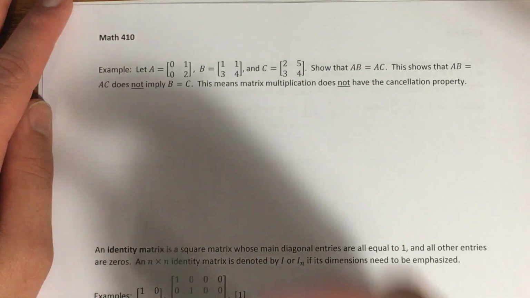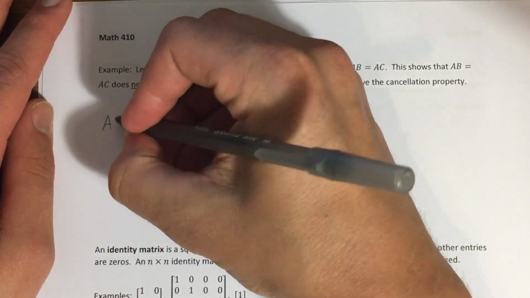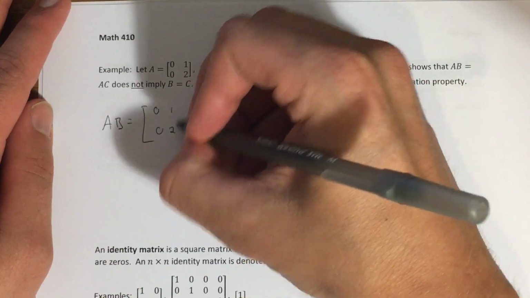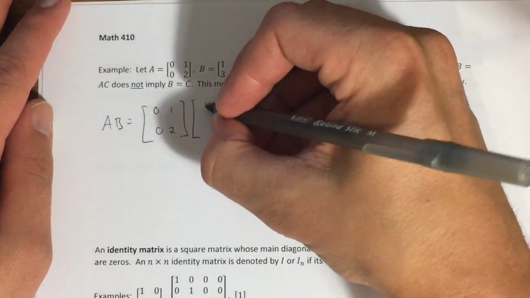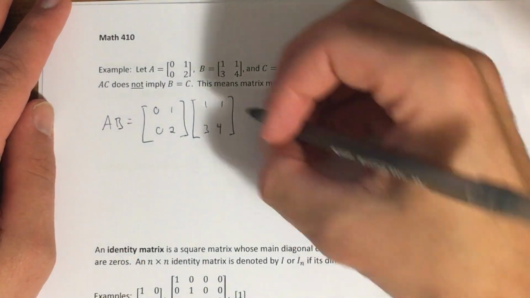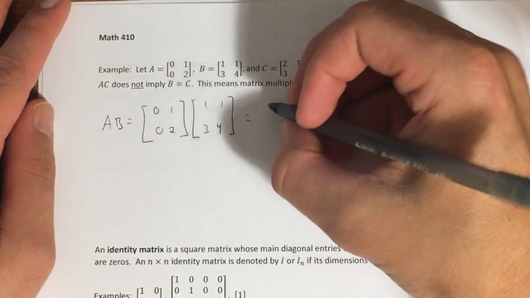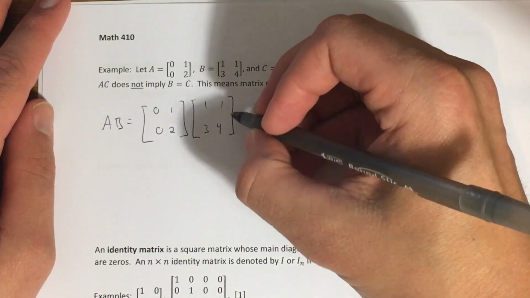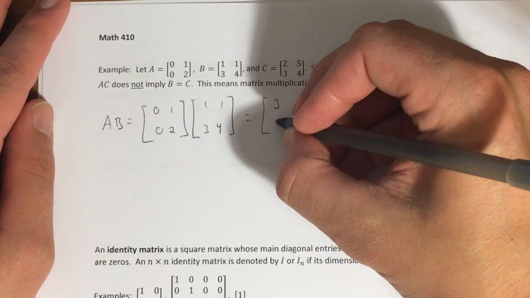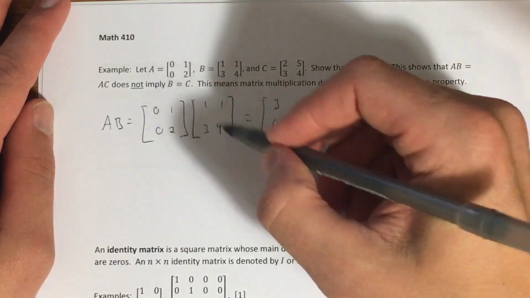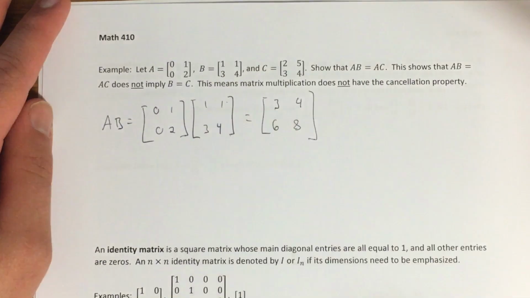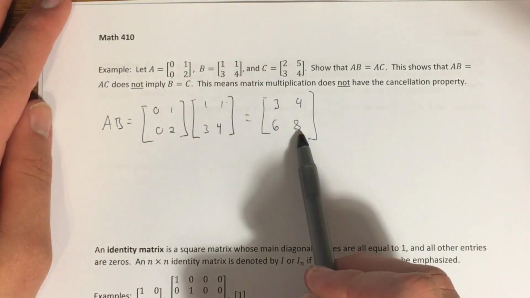I have three matrices here, and I'm going to compute AB. A times B. That's 0, 1, 0, 2 times 1, 1, 3, 4. Okay, so multiplying that, it's going to be 0 plus 3, which is 3. I'm going to have 0 plus 6, so that's 6. 0 plus 4, that's 4, and then 0 plus 8. Okay, so AB is the matrix 3, 4, 6, 8.